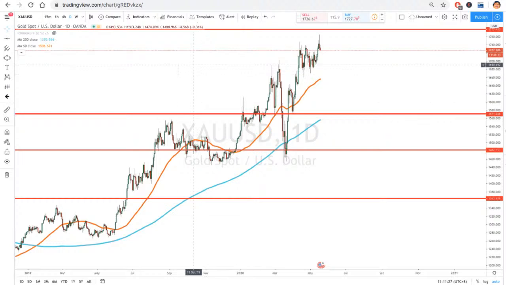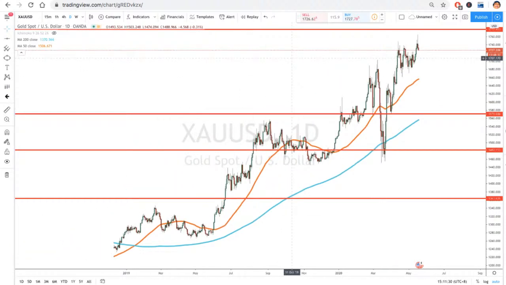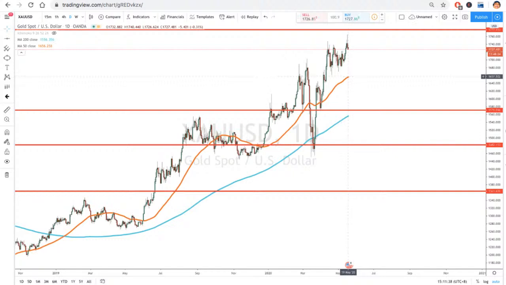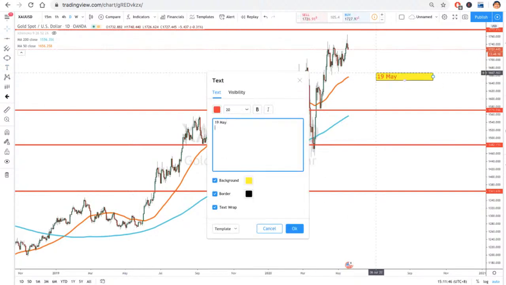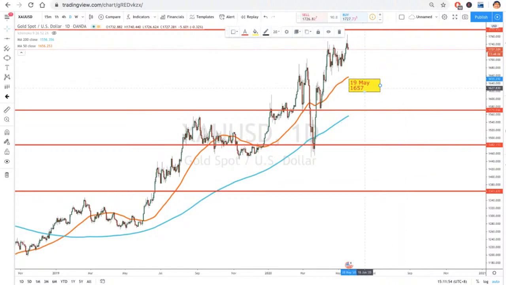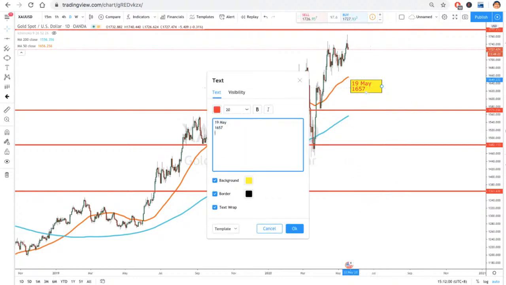So let's see, on the daily chart, we might have a chance here on the 50 moving average, 1657. Let's put it down. Today's date is 19 May. Okay, this is our analysis on 19 May. We think that at 1657, we are going to enter long at the 50 moving average.